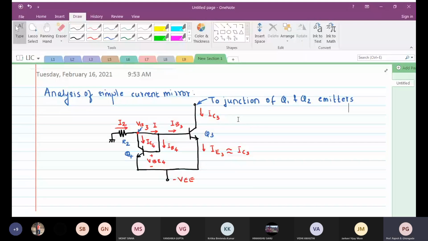So the goal is to analyze why IC3 is equal to I2. This is the goal that we are interested in evaluating.